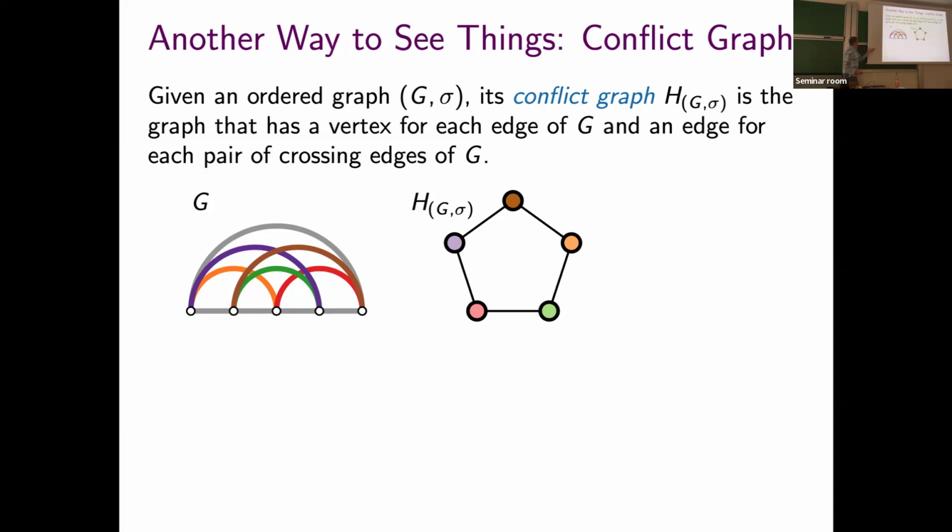So here's again a drawing of K5. Actually, it's the one I drew last, and you can see that every edge, except for the outer ones, intersects two other edges. So the conflict graph of this drawing of this ordered graph actually is the C5.